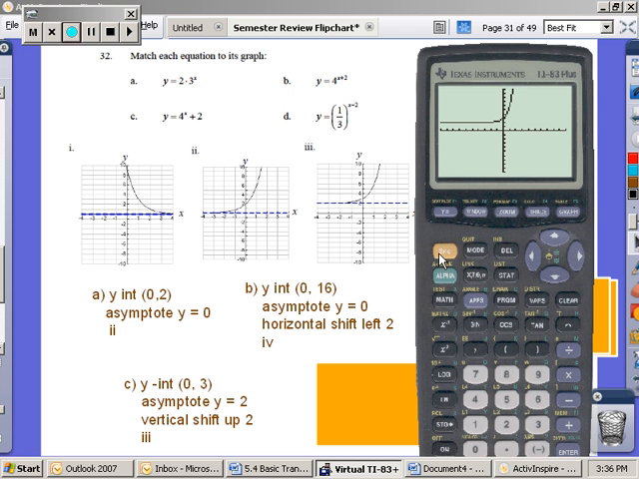To find the y-intercept, hit second graph. When x is 0, the y-intercept's 3. My asymptote is k. What is my k value? 2. Vertical shift is up 2, so the asymptote is y equals 2. It's graph 3.